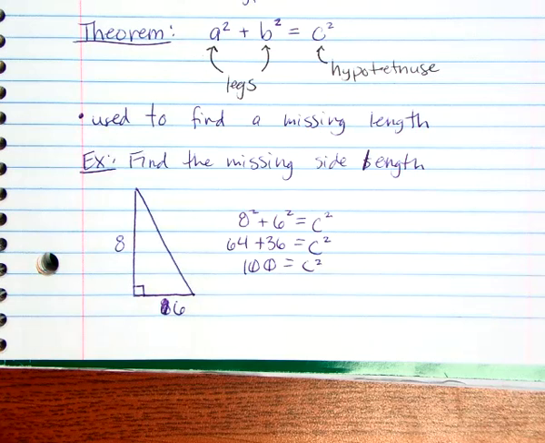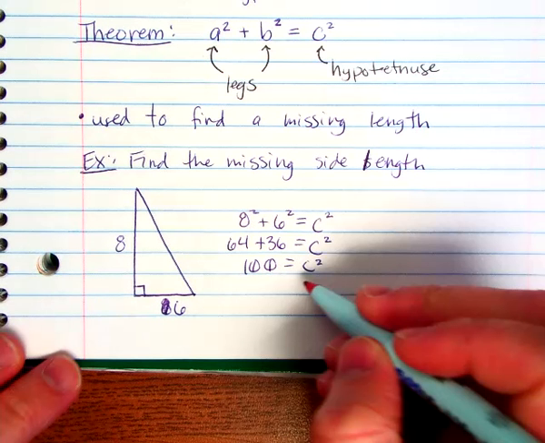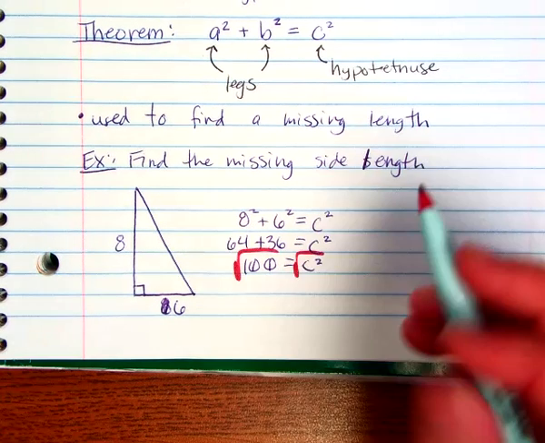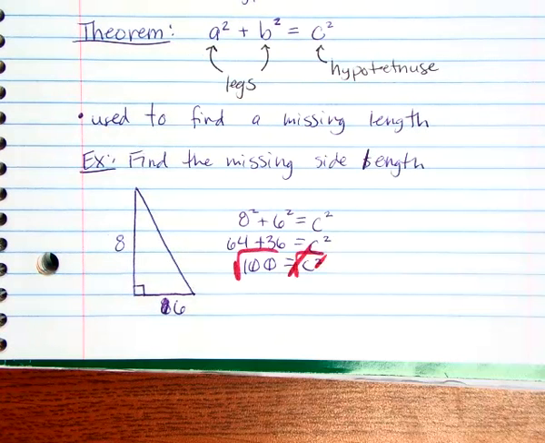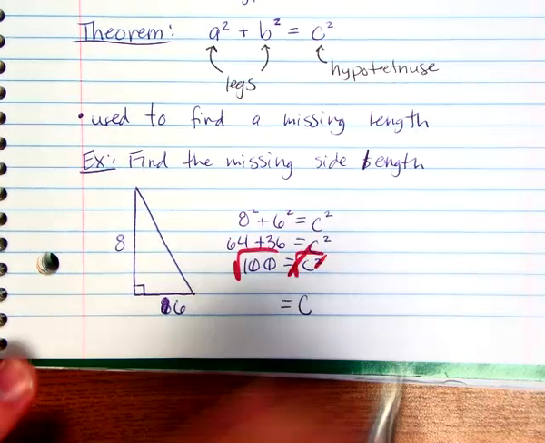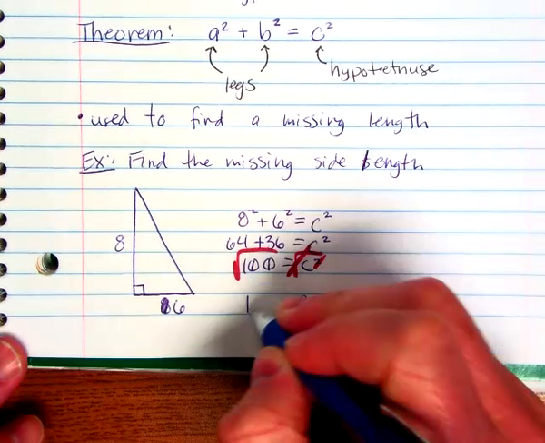So here's what you do. We're going to write in a square root on both sides. Square root cancels squared. So now I have c all by itself. And we know that the square root of 100 is 10.